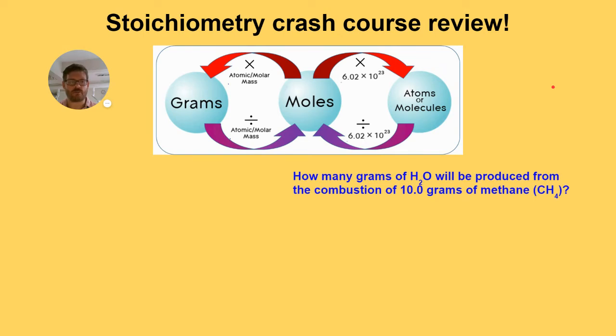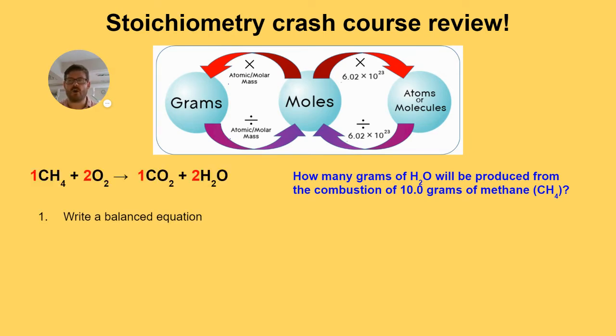Okay, so a quick example. How many grams of water will be produced from the combustion of 10 grams of methane? So this is just straight stoichiometry like we used to do in the past. First thing you've got to do, write a balanced equation. All right, so here it is. 1 methane plus 2 oxygens yields 1 carbon dioxide and 2 waters.